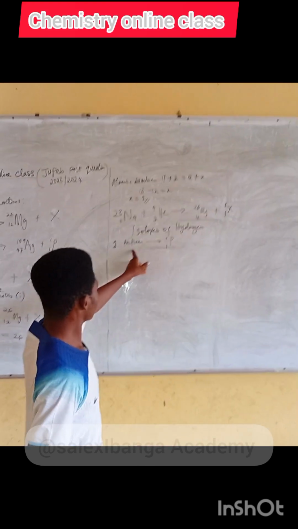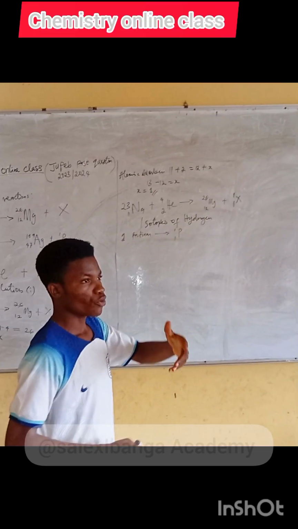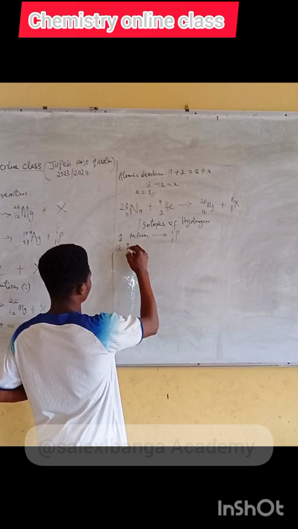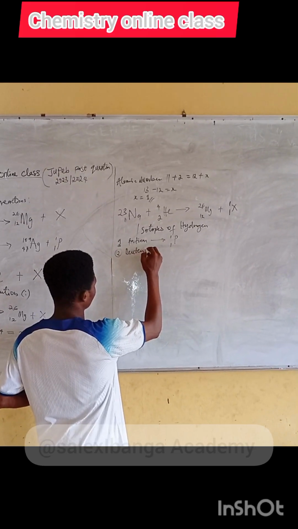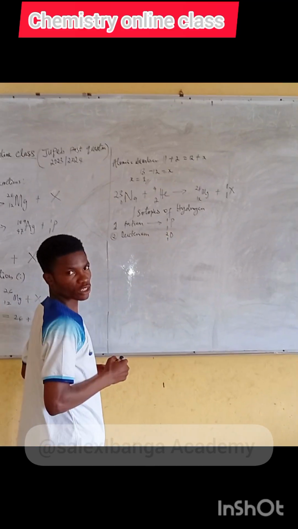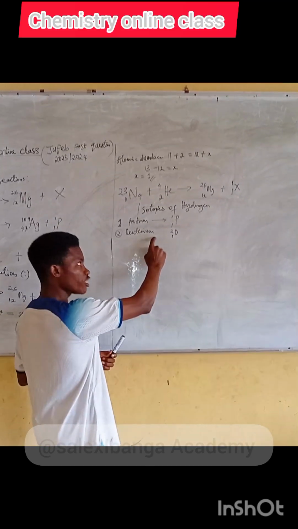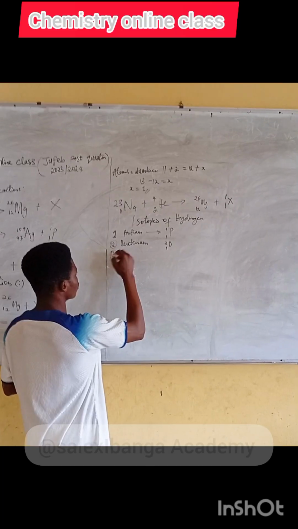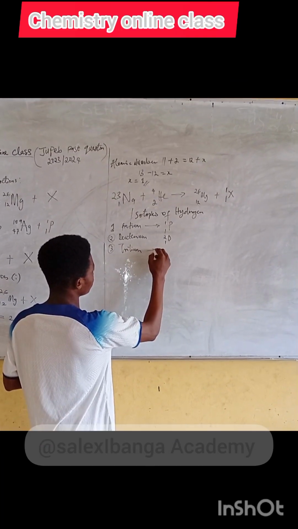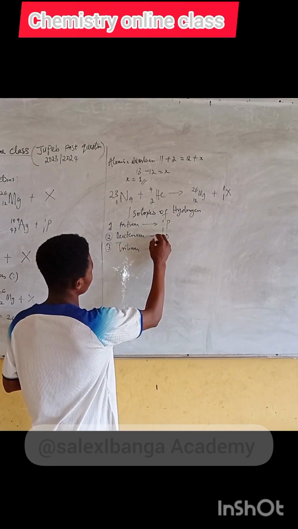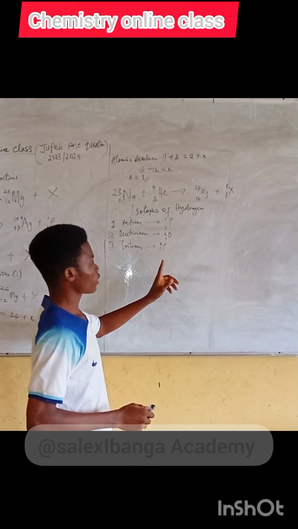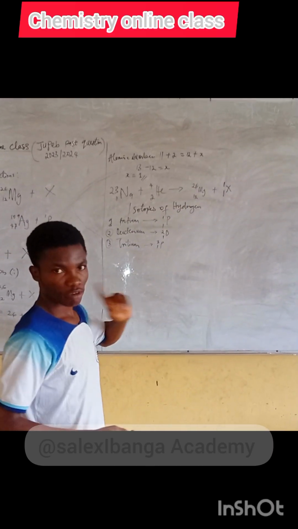We also have deuterium, which is given as 2, 1p. This is heavy hydrogen. Then we also have tritium, which is given as 3, 1p. You have to remember that atomic mass varies, but atomic number does not change. Atomic number does not vary, but atomic mass varies.